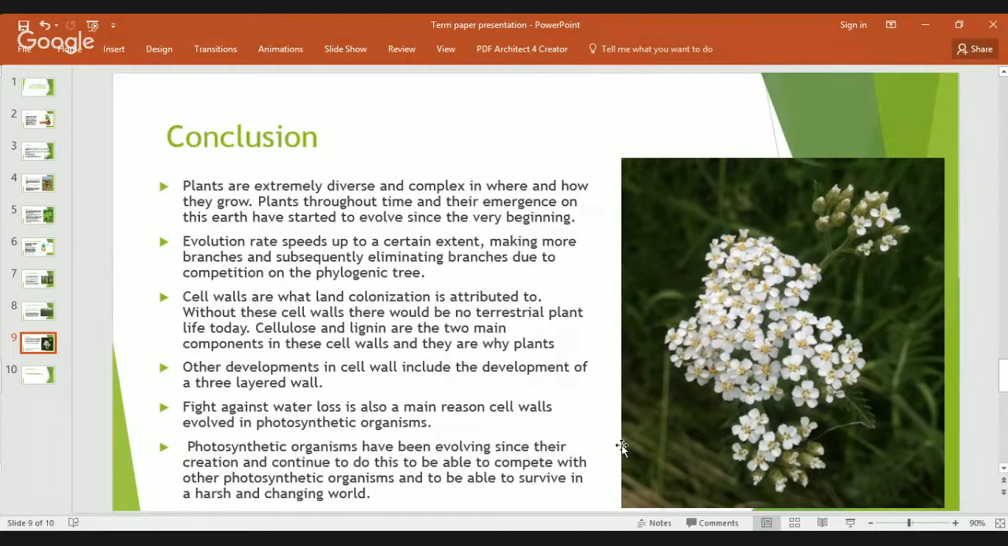Other developments include this three-layered cell wall, when there was only one cell wall in the beginning. So obviously much has happened to make it more complex now and more efficient. And the fight against water loss is also very important. If plants cannot effectively combat water loss, there would be no land plants today. All these plants, or photosynthetic organisms, have been evolving in order to compete with all the other plants in this harsh and changing world.